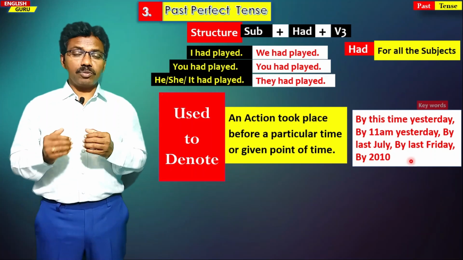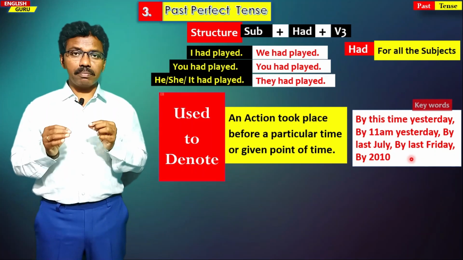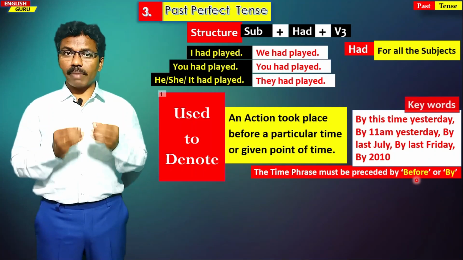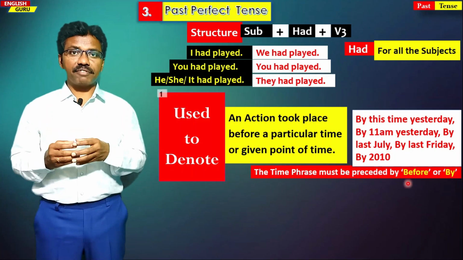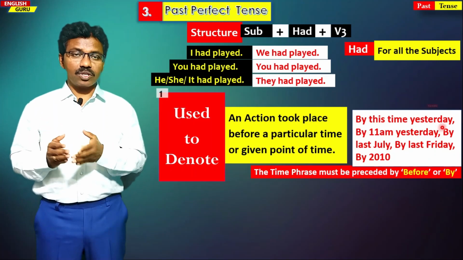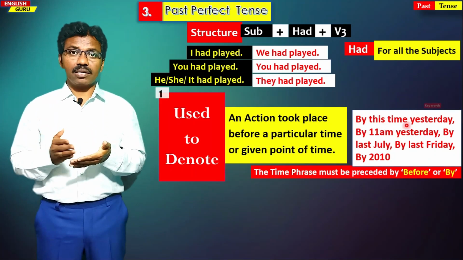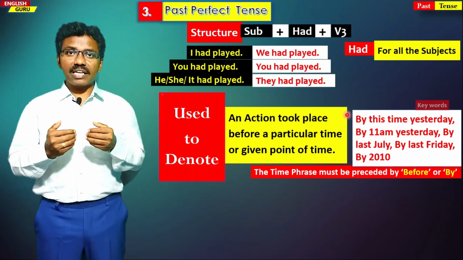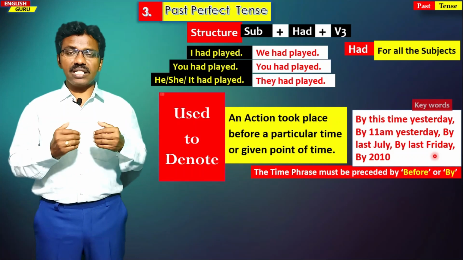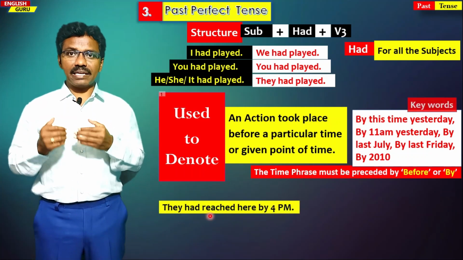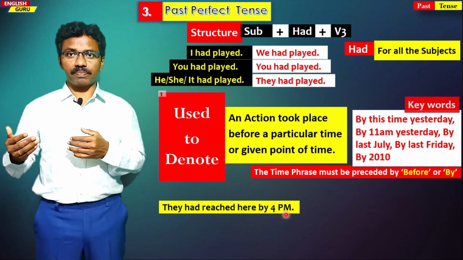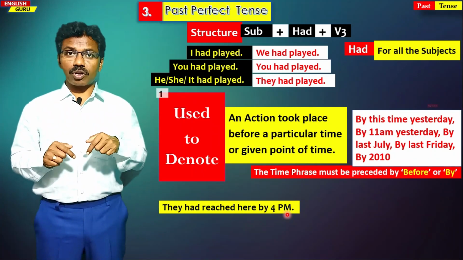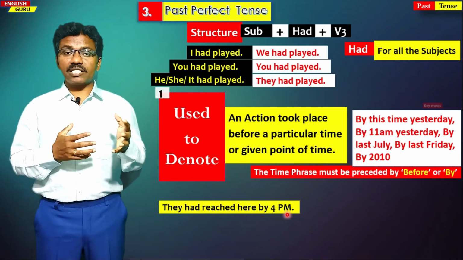One more important point is that time phrases should be preceded by the preposition by or before. What are time phrases? By this time yesterday is a time phrase, and it is preceded by by. So that is how we have to understand. If you see the examples, they had reached here by 4 p.m. yesterday. So by 4 p.m. they had reached already, and today you are talking at 5 p.m.